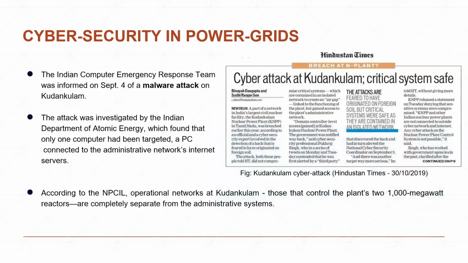In the Kudankulam nuclear power plant, only one computer connected to the administrator network's internet had been targeted to launch a malware attack. However, critical systems were reported safe as they were contained in an isolated network. Because of such incidents, securing the channels that connect to these critical systems became necessary.